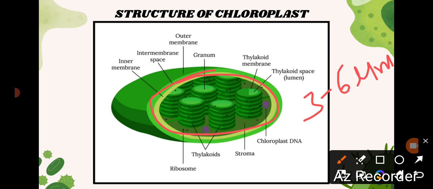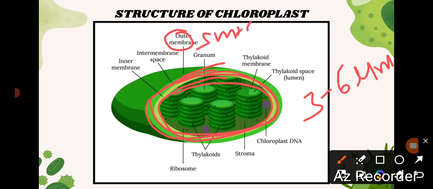Next we'll move on to the chloroplast envelope. As you can see, chloroplasts have a double membrane structure. They have two membranes. The outer membrane is smooth in nature.